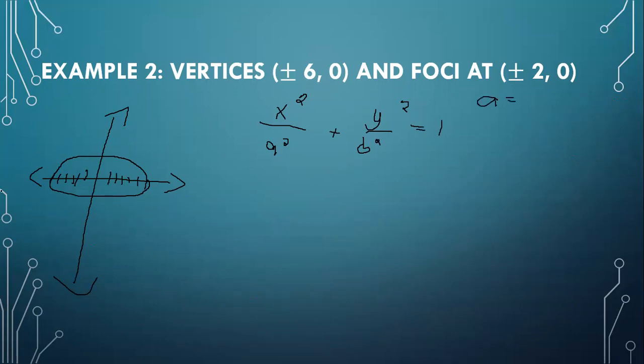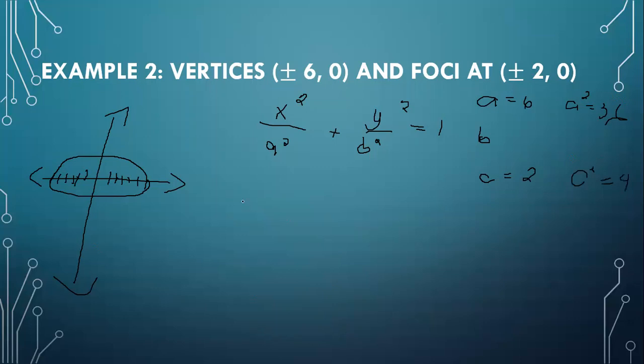Our A: 1, 2, 3, 4, 5, 6, 7, 8, 9, 10, 11, 12. From vertex 1 to 2, we made 12 steps. Divide by 2, and we have 6. Then our A squared is 6 times 6, 36. B, we don't have, but we have C, or the foci, positive 2 and negative 2. 1, 2, 3, 4. 4 steps, divide by 2. We have 2, and then C squared is 4.